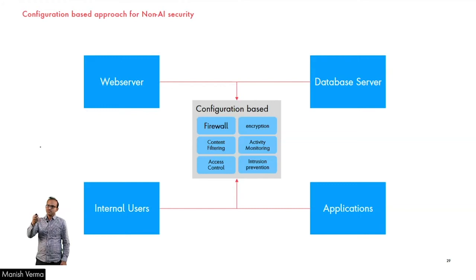Typically, the firewalls, the encryption, there's some activity monitoring, intrusion prevention, access control, content filtering, a lot of these things have been done. You have to write rules for that in advance. You have to analyze the threat, and accordingly, you have to take actions. That is where, as we discussed in the beginning, there's a lag, and we may miss the opportunity in terms of false positives or false negatives.